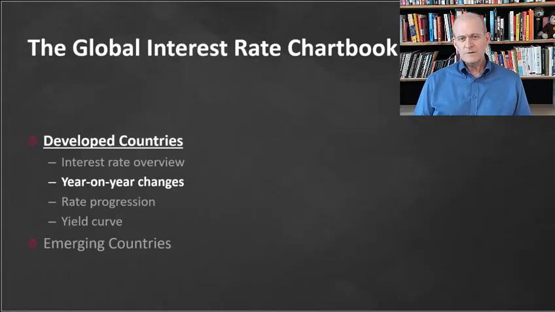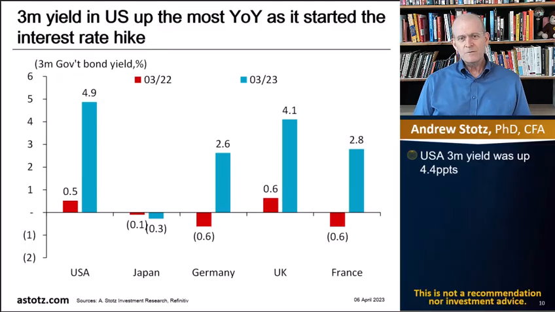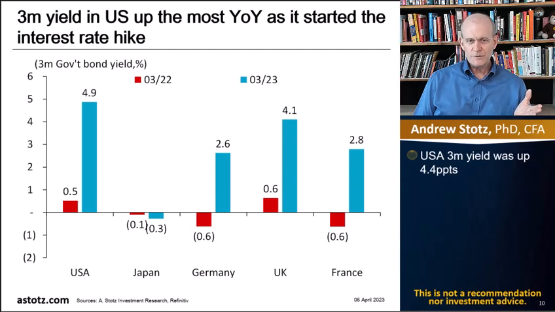So let's look at year-on-year changes. Here we're looking at the different countries. We can see the U.S. has gone from 0.5 to 4.9 on 3-month bond yields. And that's a 4.4 percentage point increase, pretty massive.